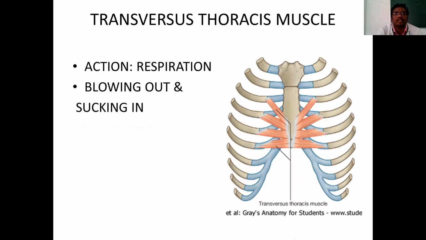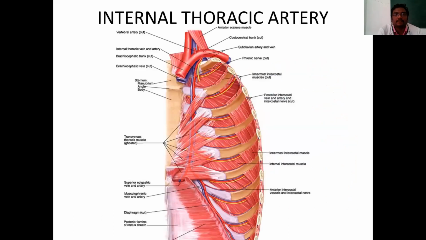This helps in the action of respiration and blowing out. So when you blow a trumpet, at that time it is helpful for you. Next, you would be able to get the internal thoracic artery. The internal thoracic artery is a branch from the first part of the subclavian artery. As it runs, it runs in the posterior aspect of the costal cartilage.